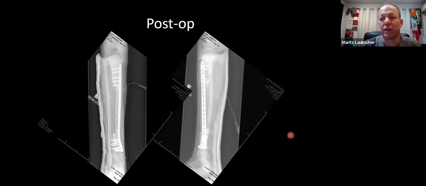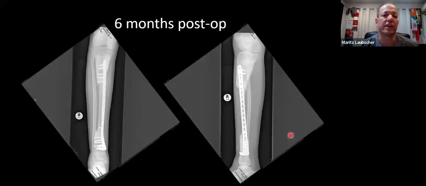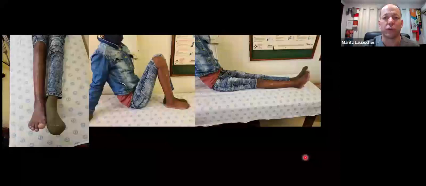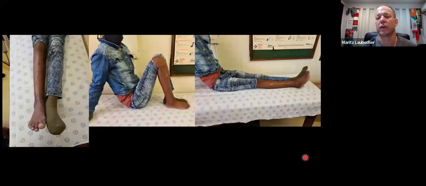But with a frame, it's very difficult to know when you can remove the frame, and often there are significant complications of fracture after removing of the frame. And this is the patient at 6 months. You can see proximally and distally, there's very good hypertrophy of the fibula already, and no signs of metal work failure, and very good functional result.